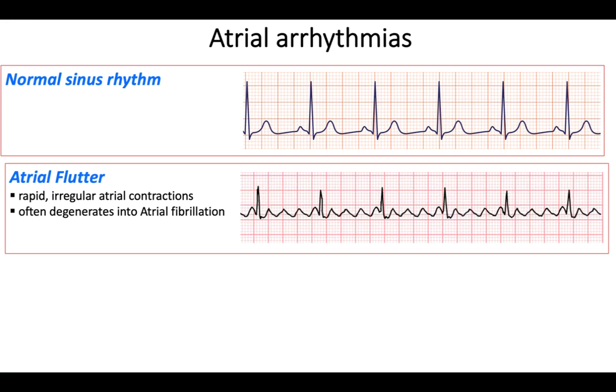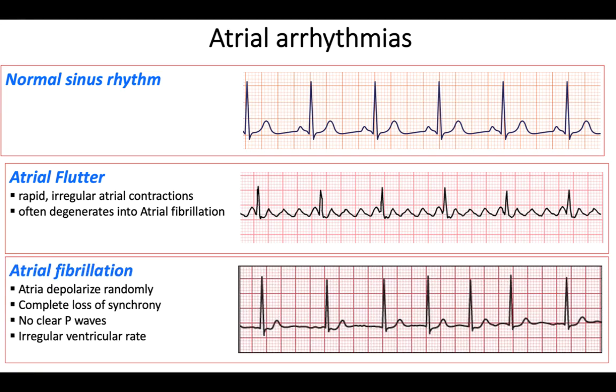This slide's going to show us some atrial arrhythmias. So we're looking at the P wave. Again, here's the normal sinus rhythm. In this case, we notice that there's multiple P waves leading up to the QRS. So there's kind of some irregularity to the atrial contractions. This can often lead to a slightly more severe arrhythmia known as atrial fibrillation.